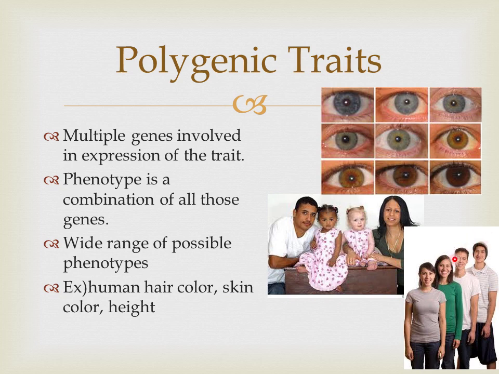So you can have all different heights, we can have all different shades of eye colors, and even two parents whose skin color is somewhat similar because they have many different genes that might code for different shades of skin color, their children might have different shades of skin than even they do.